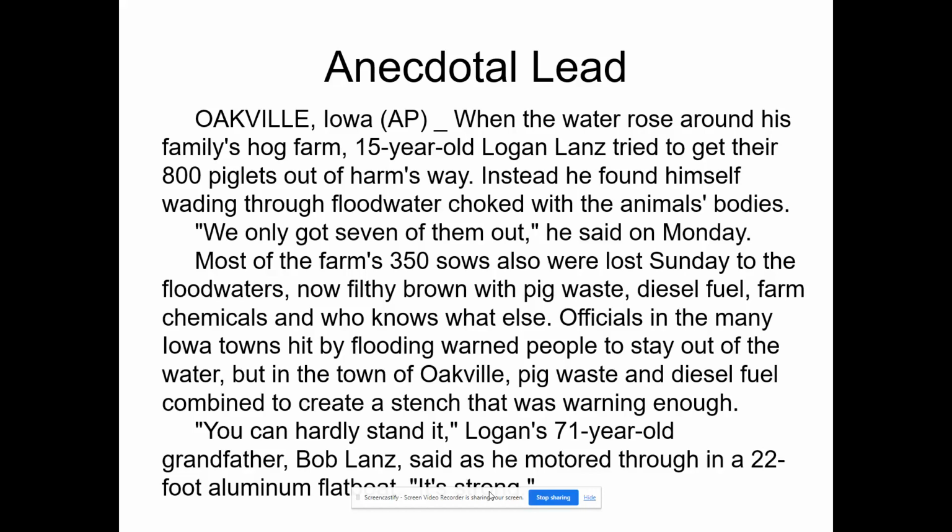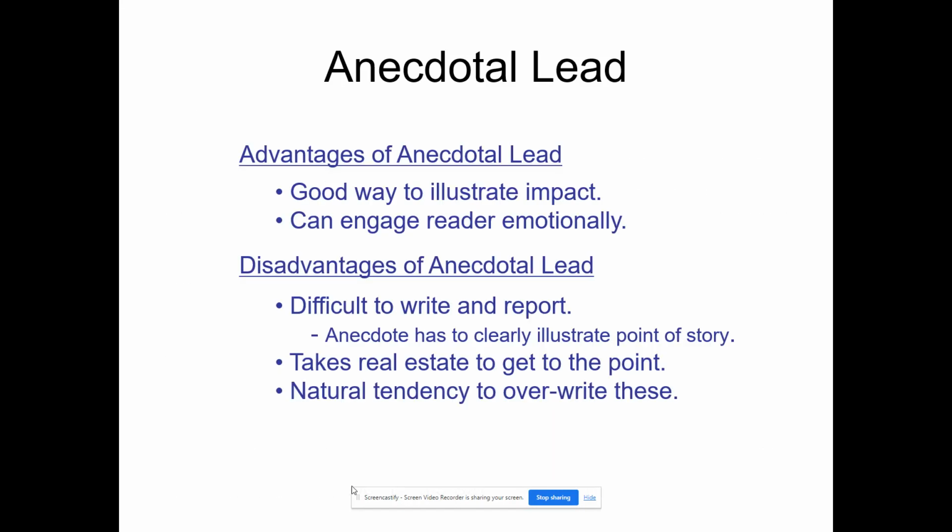So here we go. The first is the anecdotal lead. That anecdotal lead will give a small, short synopsis, a little story to get the human interest piqued. We saw this with Elie Wiesel. Elie tells us about being a child in a concentration camp. So this is where we just put a little bit of humanity in it by giving a small snippet of a story. When the water rose around his family's hog farm, 15-year-old Logan Lands tried to get their 800 piglets out of harm's way. Instead, he found himself wading through floodwater choked with animals' bodies. We give them, boom, an image to grab their attention and keep them going.